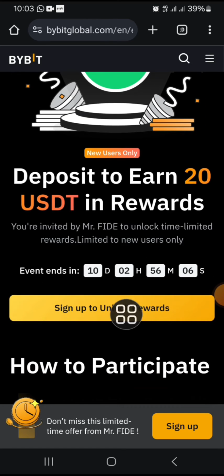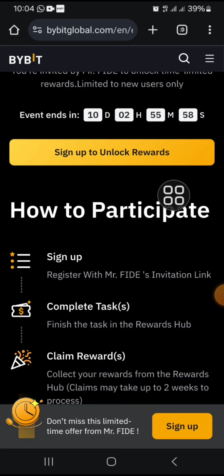So Bybit is actually organizing a 10 days campaign. I'm a partner with them. If you register and you deposit, you're going to get 20 USDT as a reward. You can deposit through cryptocurrency, sending from other wallets to your Bybit account. You can deposit through P2P.